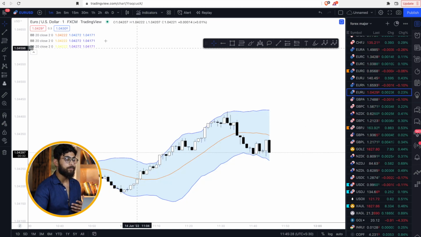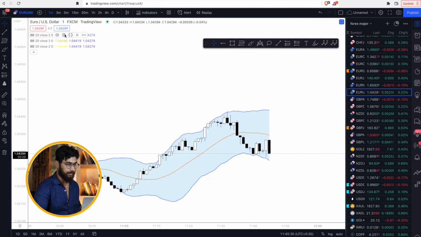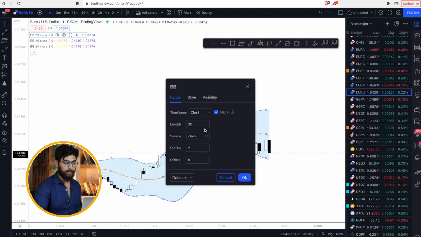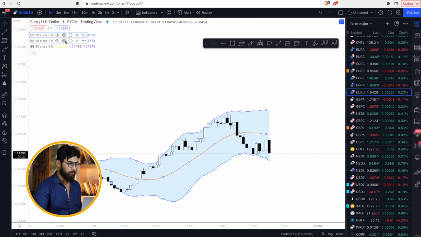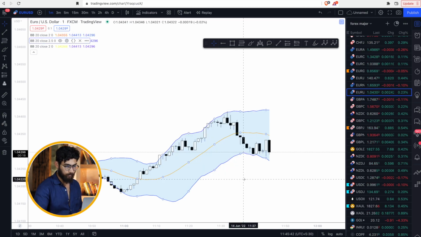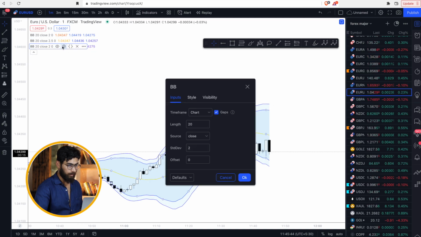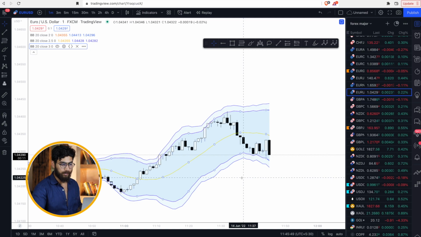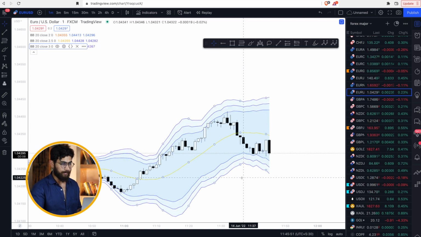Now, after that, you have to change the settings of the Bollinger Bands, like the standard deviation of one will be 2 and the others will be 2.5 and 3. So now you will be able to see 3 separate Bollinger Bands.